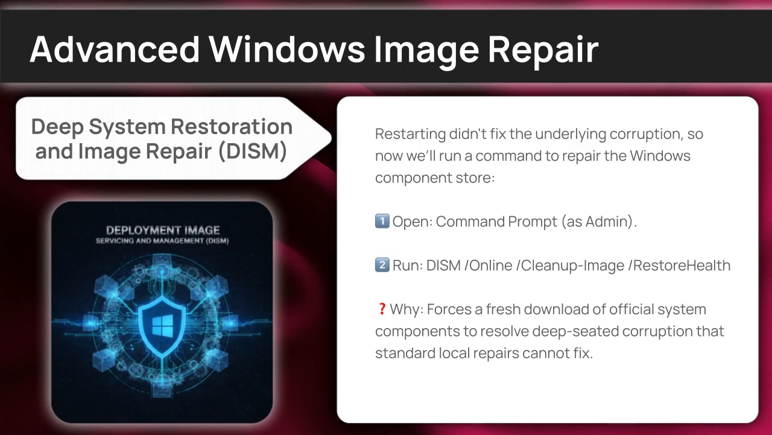Restarting didn't fix the underlying corruption, so now we'll run a command to repair the Windows component store. First, open command prompt as admin. Second, you're going to type DISM /online /cleanup-image /restorehealth, then hit enter. Why are we doing this? Well, this forces a fresh download of official system components to resolve deep-seated corruption that standard local repairs cannot fix.